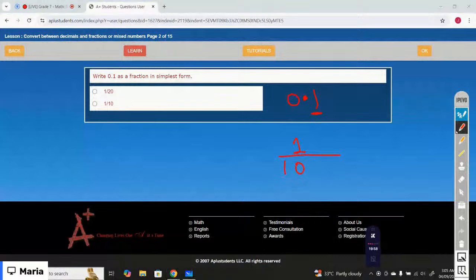You need to count the digits after the decimal point. You have only one digit, so you need to add one zero in the denominator. So that is 1 over 10. The correct option is option number 2, 1 by 10. Got it? If you have any question, you can please ask. The correct option is 1 by 10. Option 2 is the correct option.